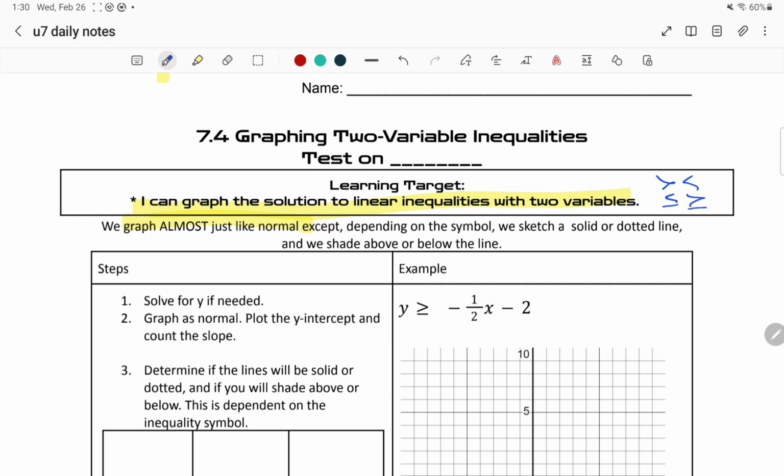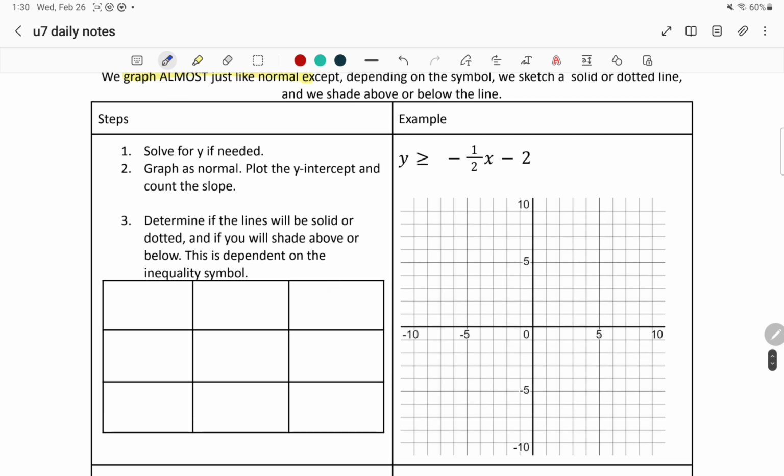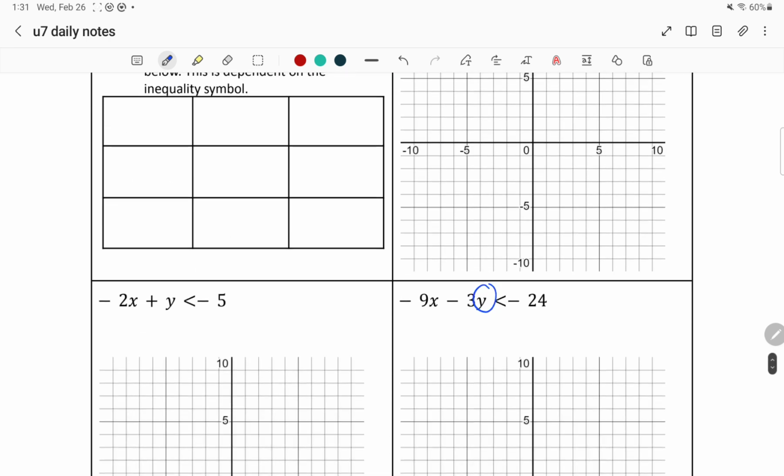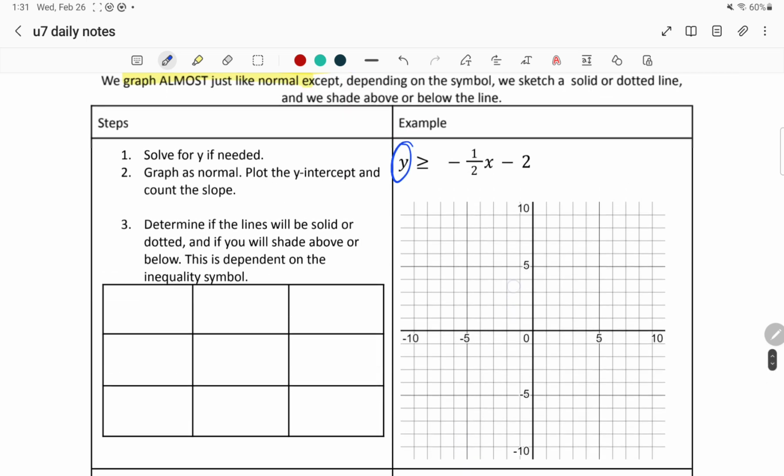So we have to accommodate for that in a different way. So let's just get started. We're going to solve for y if we need to. So you'll see y is already solved for in this first one, but not in this one. Your homework will have both. So we're going to practice both.